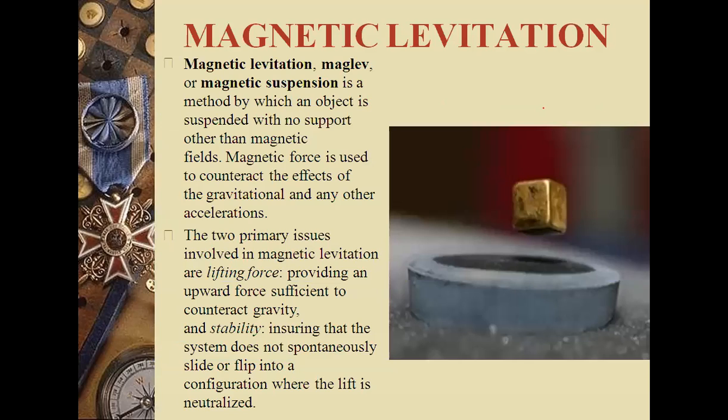Magnetic levitation. Wow, these are the applications. The two very important applications involve magnetic levitation, which is actually flying in the air. I told you yesterday about magnetic levitation, and I'm going to show that video in the next class. Magnetic levitation, or maglev, or magnetic suspension, is a method by which an object is suspended with no support other than the magnetic field. There is no support you can see here. Other than that, the magnetic force is used to counteract the effect of gravitational and any other acceleration.